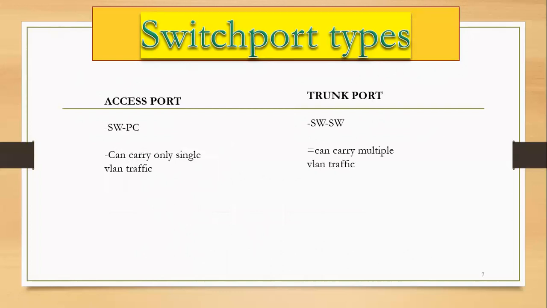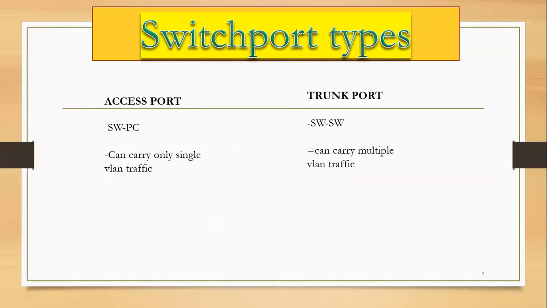Then next is switch port types. When we configure a switch, there are two types of ports on the switch that can be configured: access and trunk. So the difference between an access port and a trunk port is that an access port is the port that connects a switch to a PC, or you can say any end device.